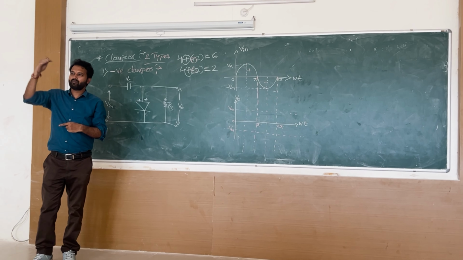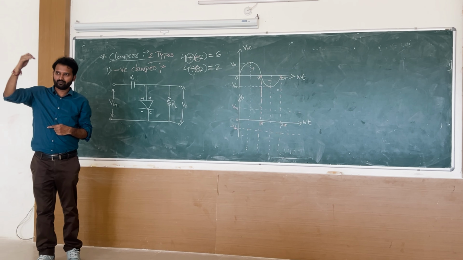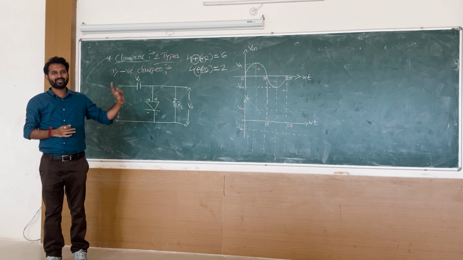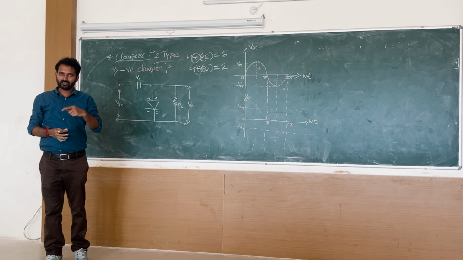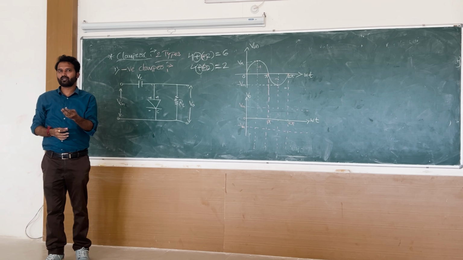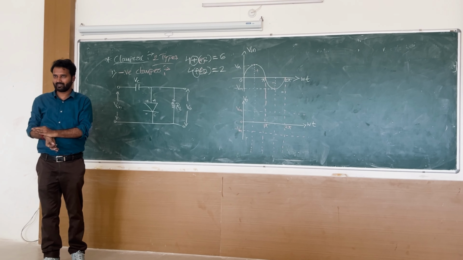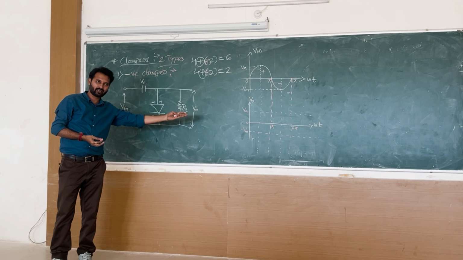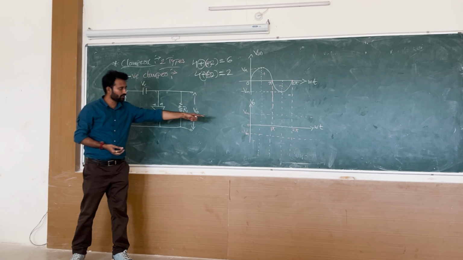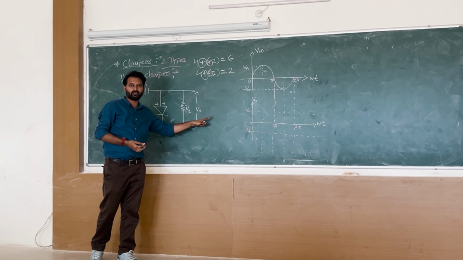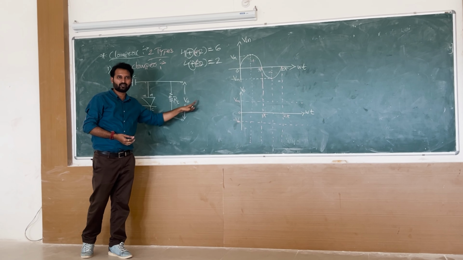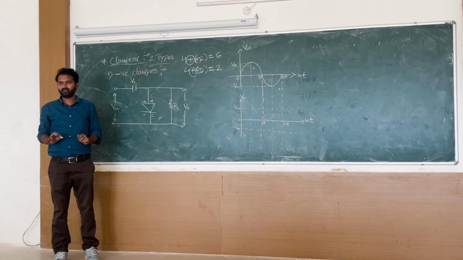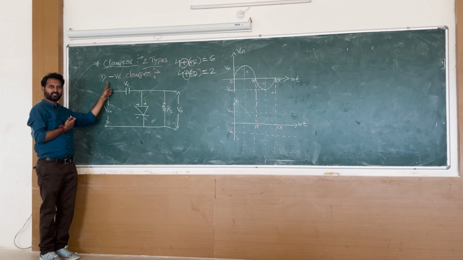Clamping means climbing. We are reaching a certain level, a certain height. We are adding a certain amount of DC level. Either you will add a negative DC level or you will add a positive DC level. Based on that, you will get the required, desirable output. Till now I have not drawn the output. While explaining, after giving an equation, I will draw the output. Understandable? Clear?